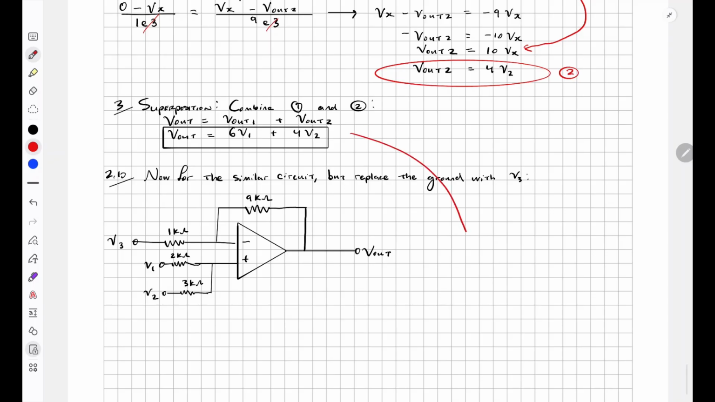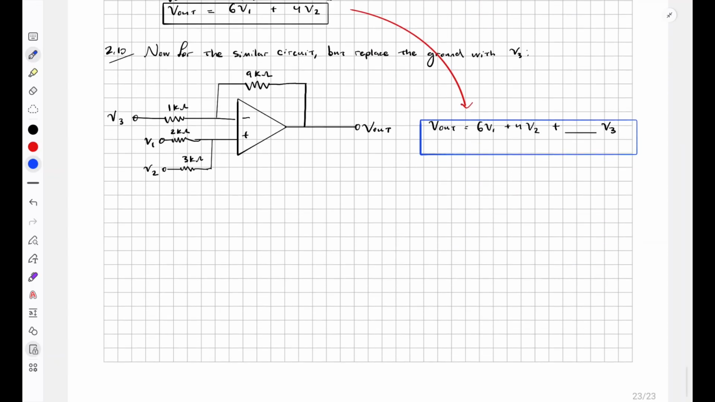What that means is we just inherit from the previous problem. We know that V out is equal to 6V1 plus 4V2. But now with the additional input of this new V3, we have a coefficient term multiplied by V3. So the answer will need to resemble this format right here. Okay, so let's skip to the third superposition, which is to apply V3 alone and put the ground on V1 and V2.